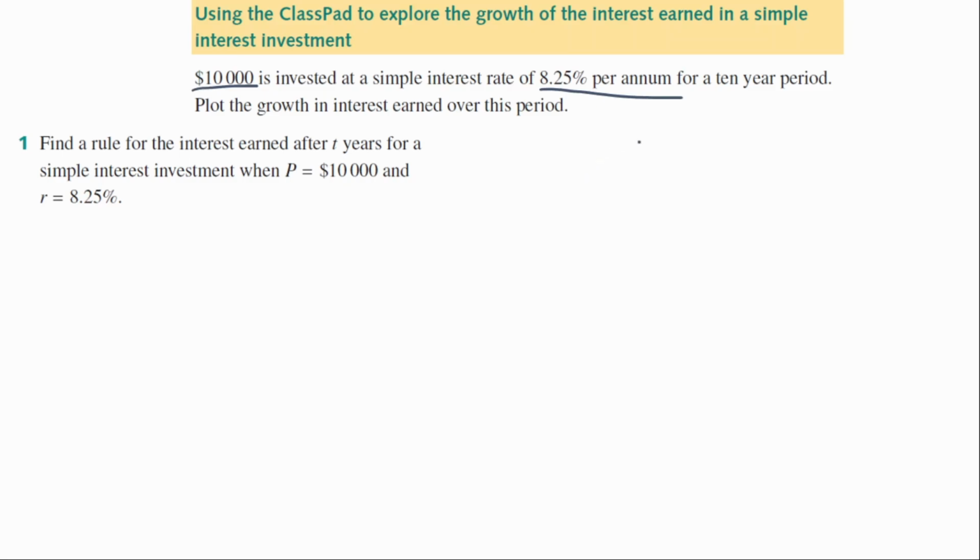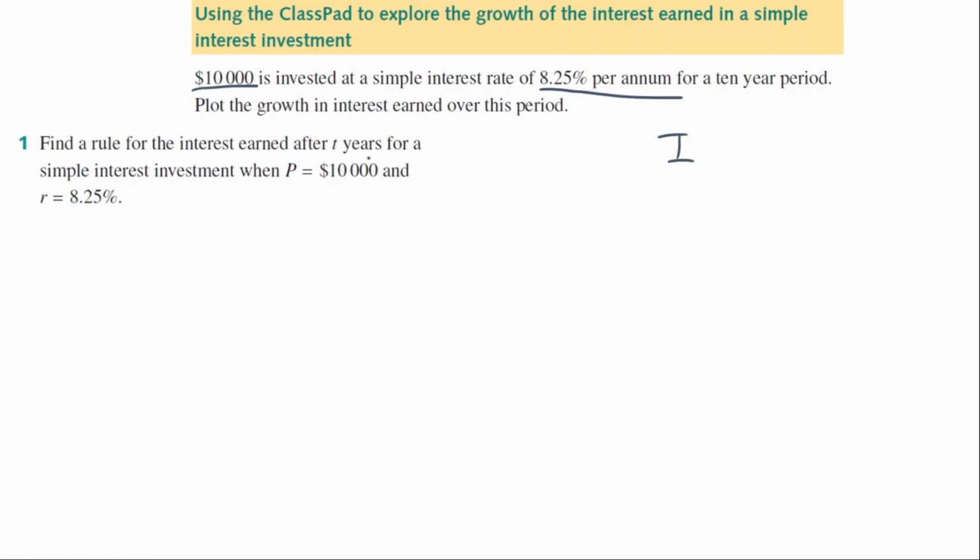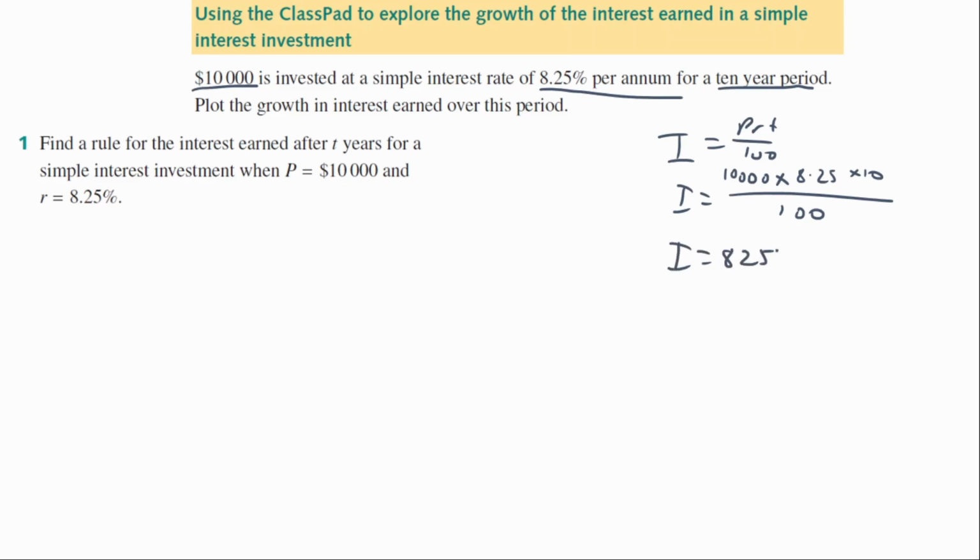We're going to find that by using I equals PRT over 100, because we're trying to find the amount of interest earned. So I is going to be P, which is 10,000, times R, 8.25, times T. The time is 10 because it's a 10-year period, all over 100. Once you put that into a calculator, you will get I equals 825T.